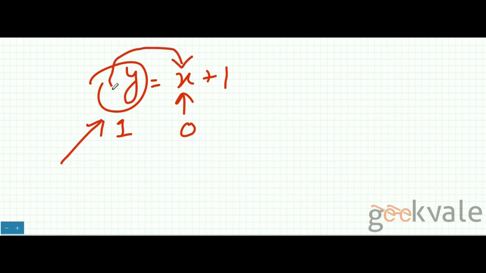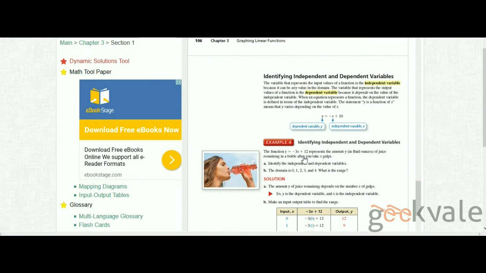If the y wants a value of 3, he will have to beg Mr. X, or the input, to be 2. Otherwise, that cannot be 3. So it depends on this one, right? And that's what you've been given over here as well.